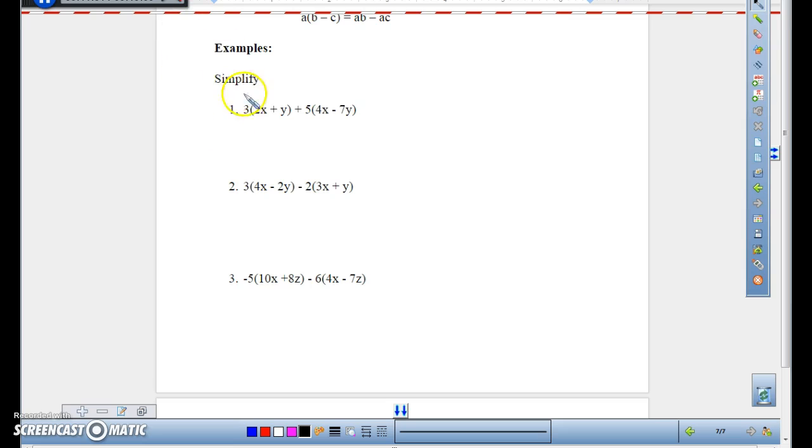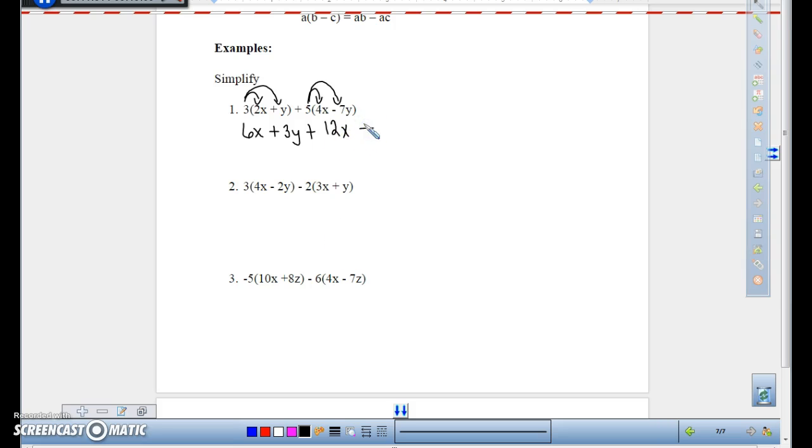Example number 1. If you need to draw your arrows, please. So we have 3 times 2x. Now multiplication, they don't have to be like terms, only addition and subtraction. So 3 times 2x will be 6x plus 3 times y would be 3y. And once I've distributed the 3 through, I can get rid of my parentheses. Plus 5 times 4x.